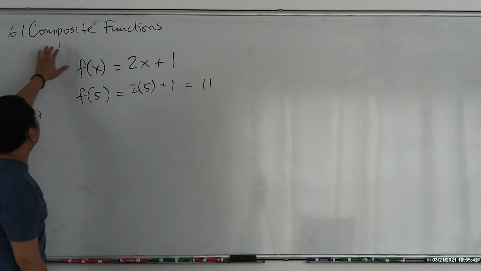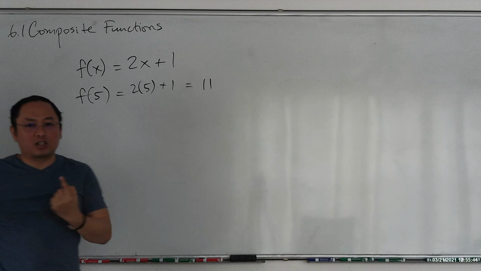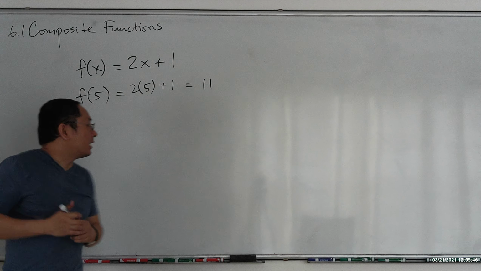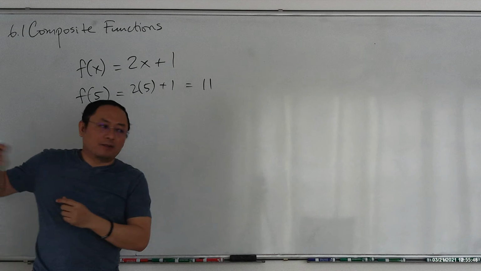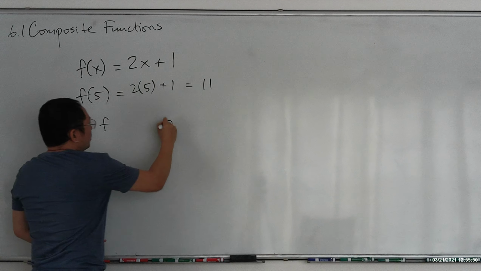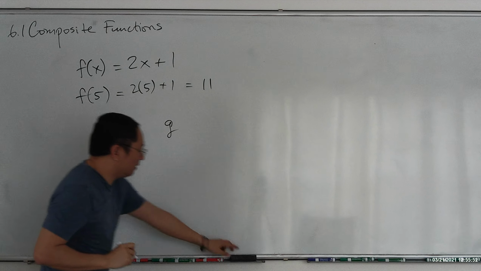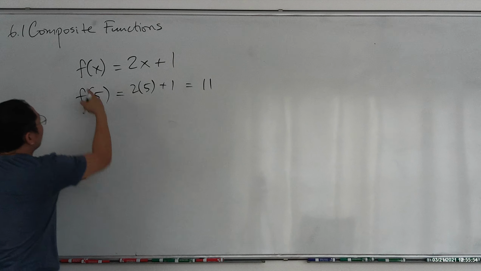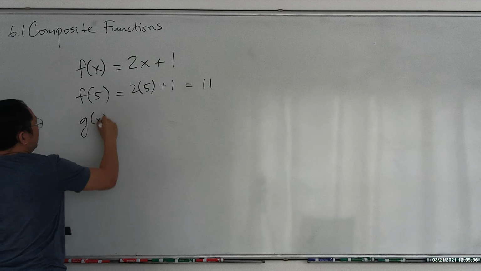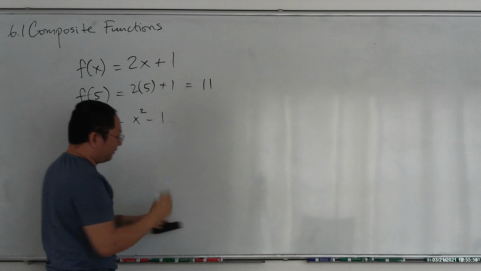Alright, so today we'll be talking about composite functions. Think of it like a chain of functions. So say you have two functions, a function f and then a function g. Okay? Say f of x is right here. How about g of x? It's equal to, say, x squared minus 1.